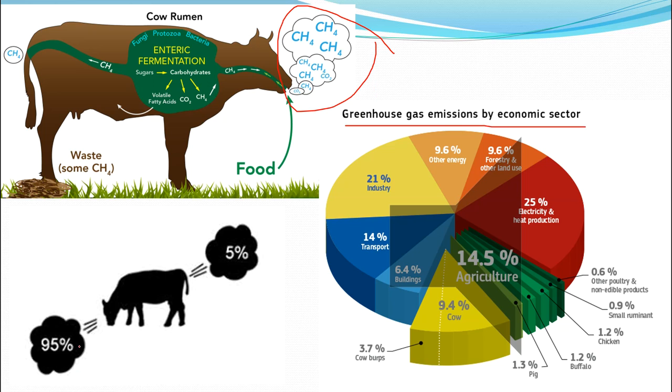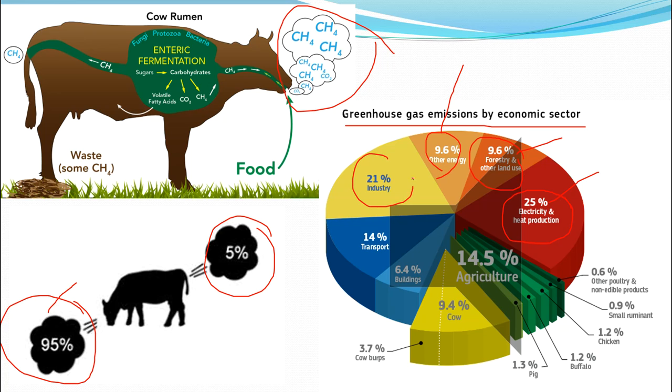economic sector. Here you can see that 90% of the methane is from eructation and 5% is from the dung. And if we compare to the total greenhouse effect, here you can see that electricity and heat production is about 25%, whereas forestry and other land use is about 9.6 to 10%. Then other energy source is also 9.6%.